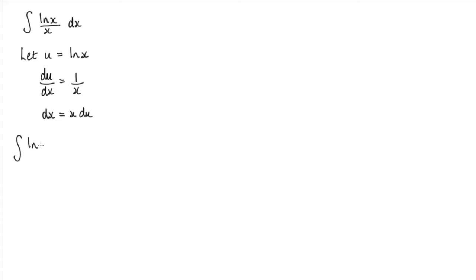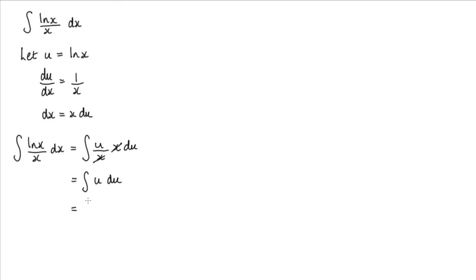So if we take the integral of log x over x with respect to x, we can use these substitutions here. So log x is equal to u, so we've got the integral of u, and that's still over x, but dx is equal to x times du. So we've got x du. Now what you should notice is we can cancel these x's here, which leaves us with the integral of u du. And that's nice and easy.